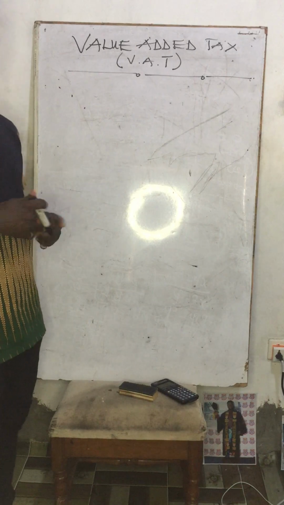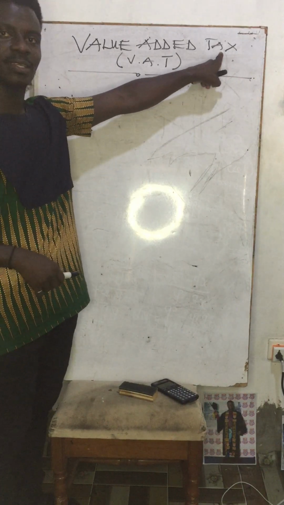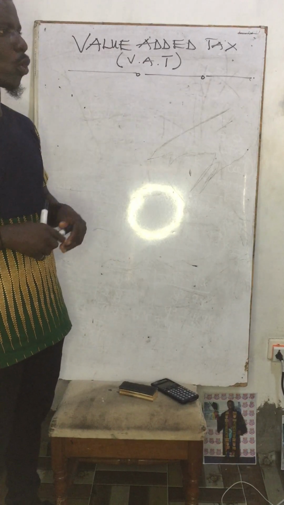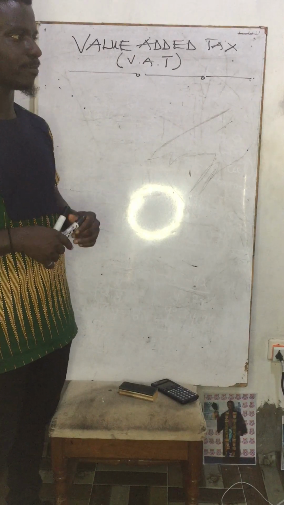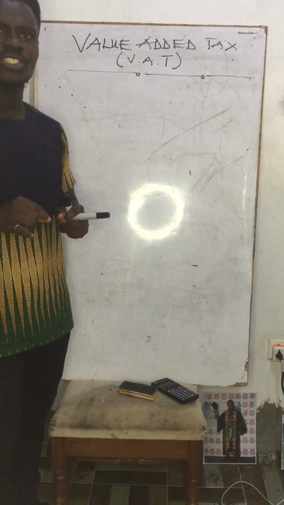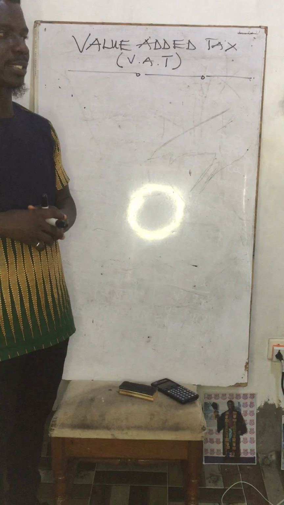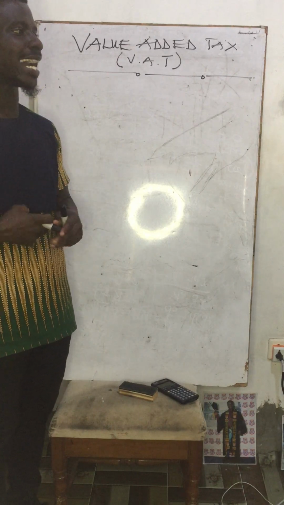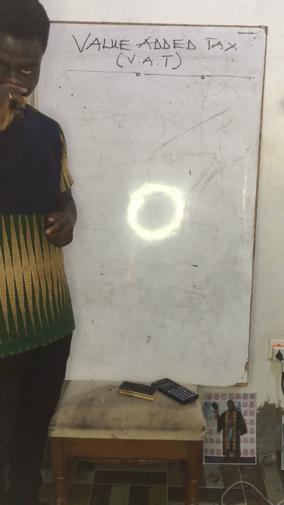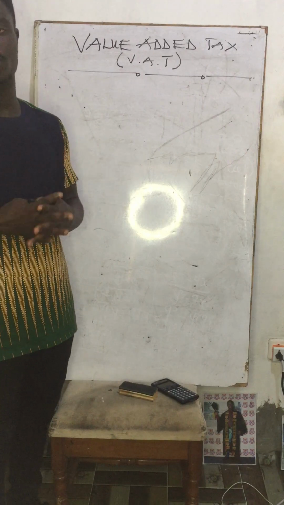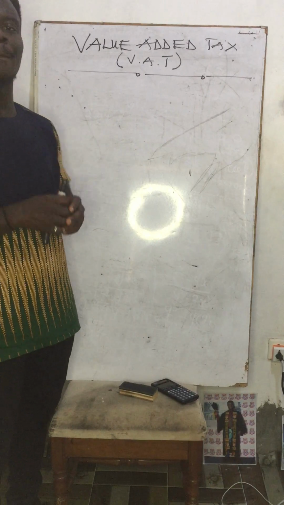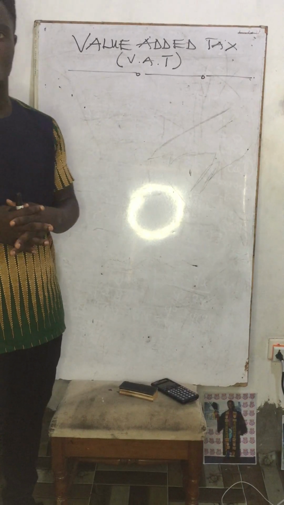So a VAT is a tax. Take note of that. It is a tax or extra money charged on goods and services. This charge is calculated as the percentage of the basic cost of the good or service, or of the goods or services. So this charge is calculated as the percentage of the basic cost of the goods or what?